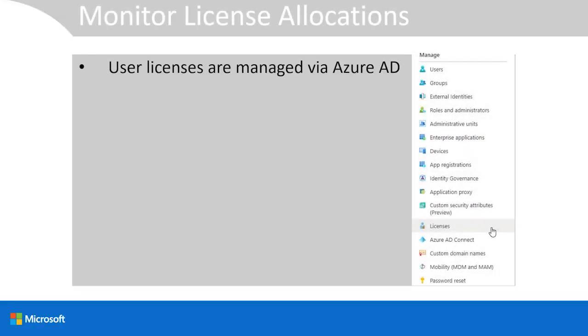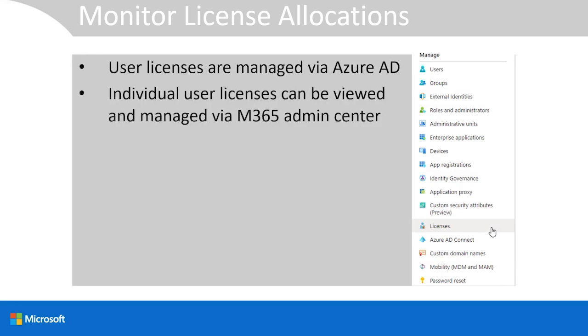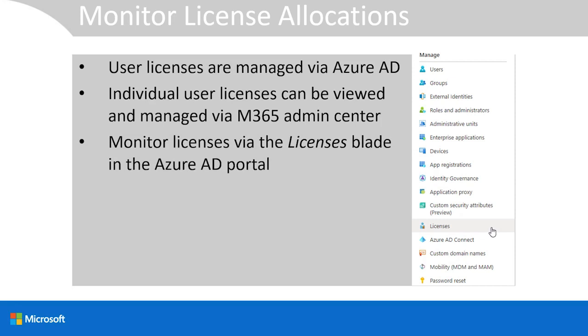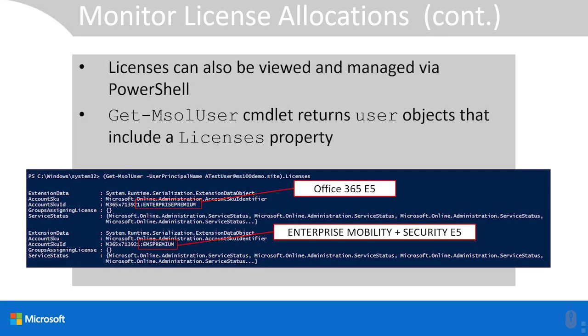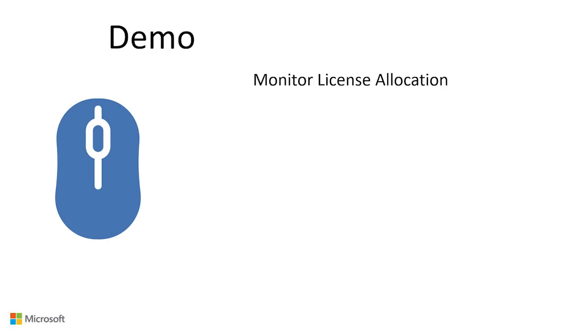In order to use Microsoft 365 services, users need licenses. The licenses are all managed via Azure Active Directory, and you can see individual user licenses directly in the Microsoft 365 Admin Center, but you can also view them via the Licenses blade in the Azure AD portal. You can also use PowerShell. PowerShell provides some really nice interfaces to monitoring all kinds of information about Microsoft 365 and Azure AD. For example, the Get-MsolUser cmdlet returns user objects, and they include license properties, which allow you to see all of your users and the licenses that they have. And we're going to take a look at a demo of this right now.